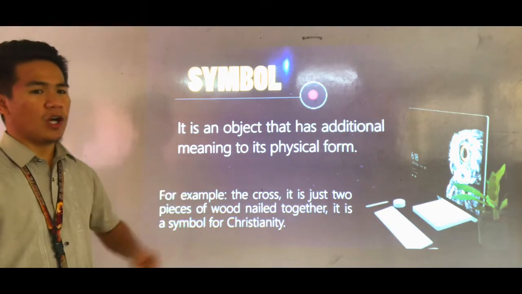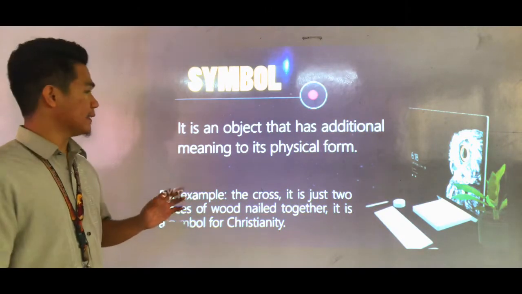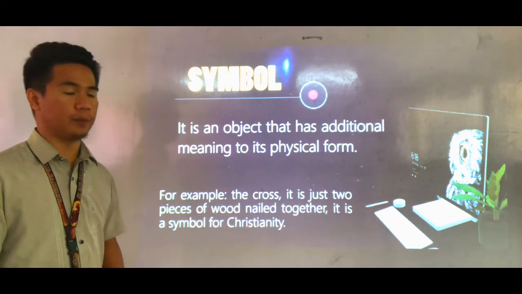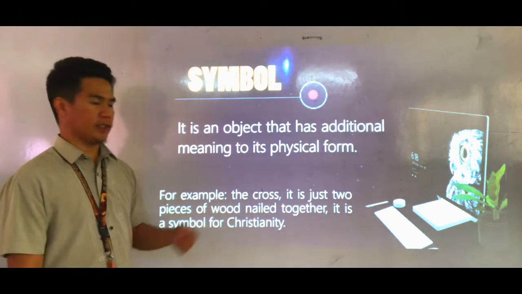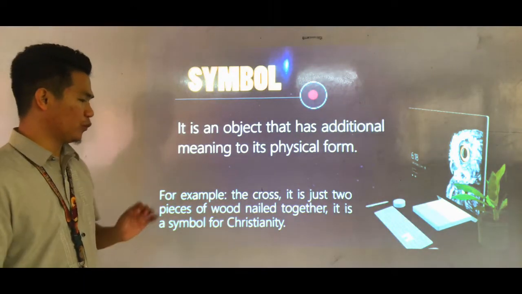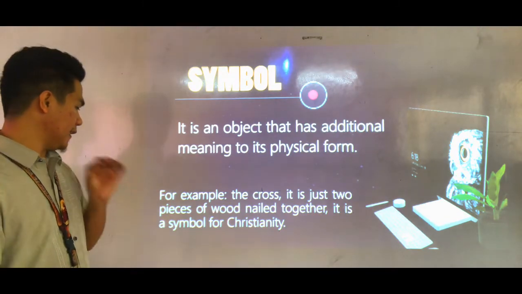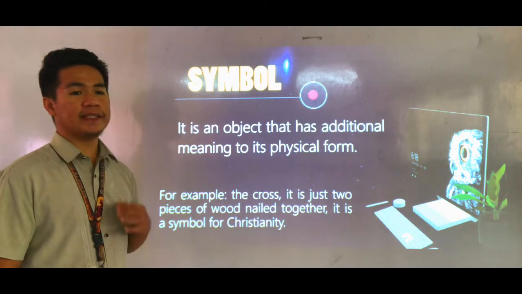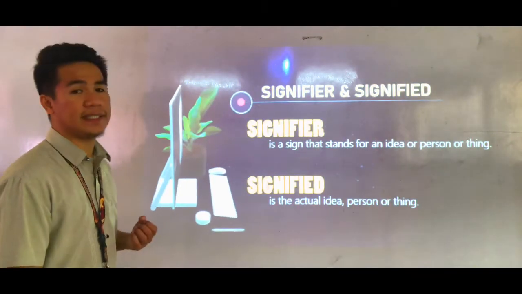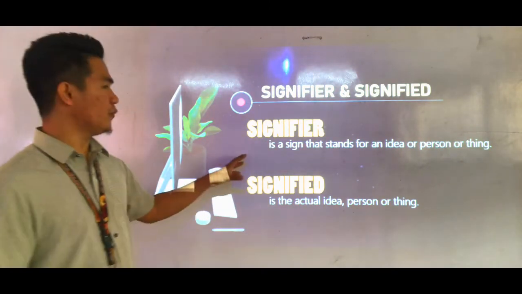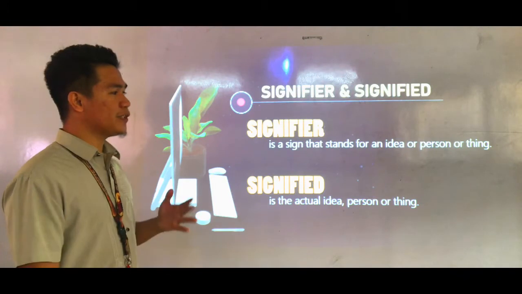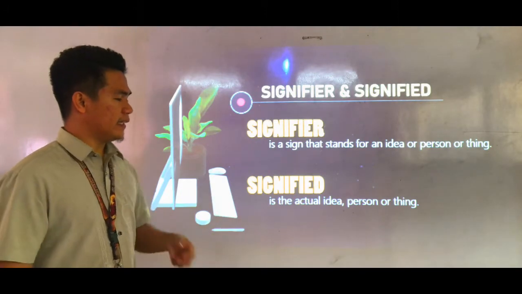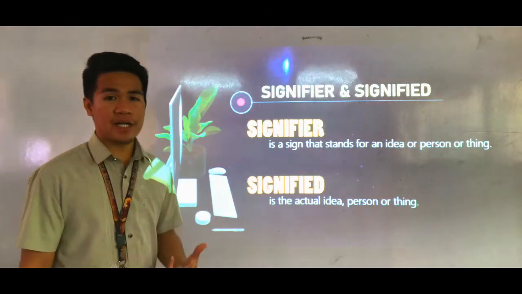Symbol. A symbol is an object that has additional meaning to its physical form. For example, the cross. It is just two pieces of wood nailed together, but it is a symbol for Christianity. We also have the signifier and the signified. A signifier is a sign that stands for an idea or a person or thing. The signified is the actual idea, person, or thing.